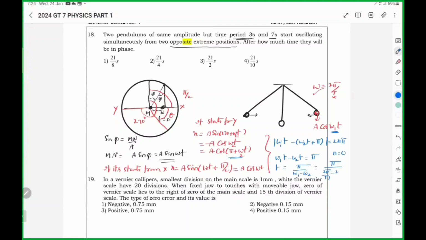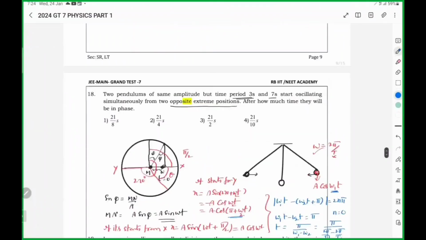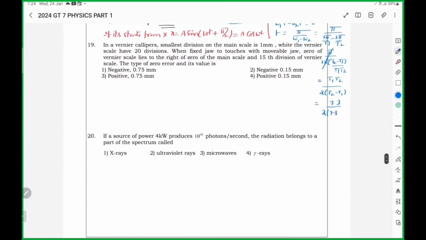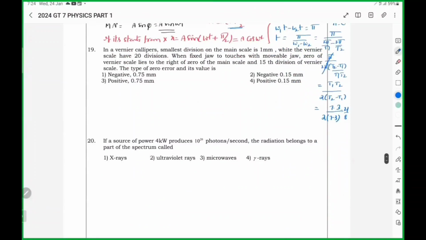So 2 pi by T1 minus 2 pi by T2 gives (T2 minus T1) by T1 T2. So which is T1 T2 by 2 times (T2 minus T1). One is 7 seconds, other is 3. So 7 into 3 by 2 into (7 minus 3). That is 21 by 8 seconds, after which they are in the same phase.